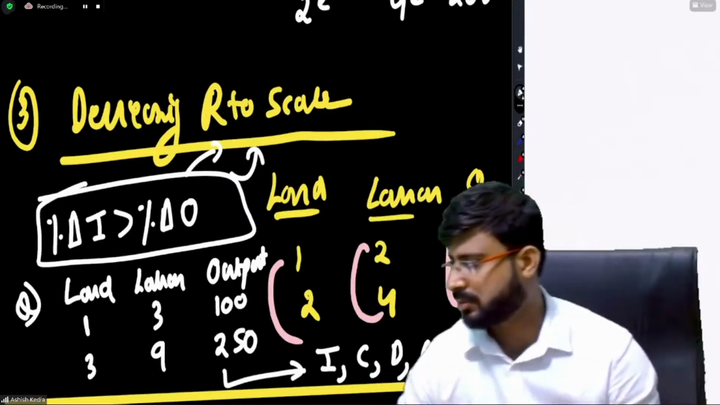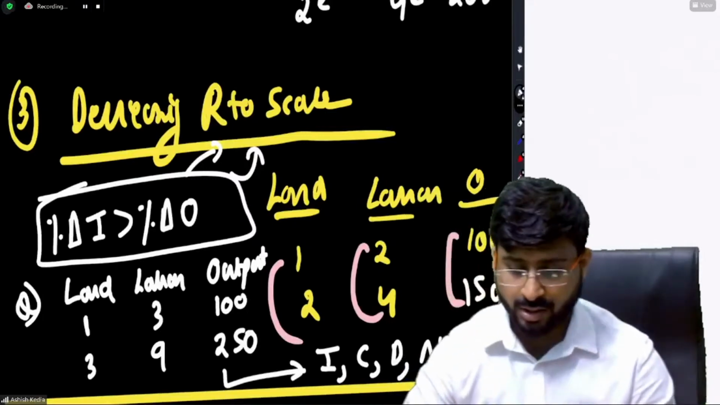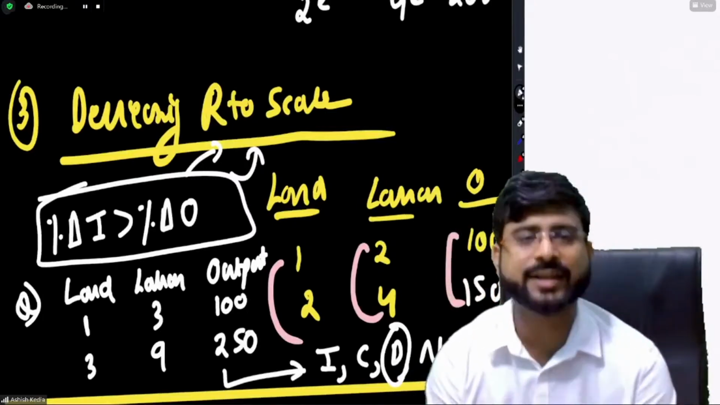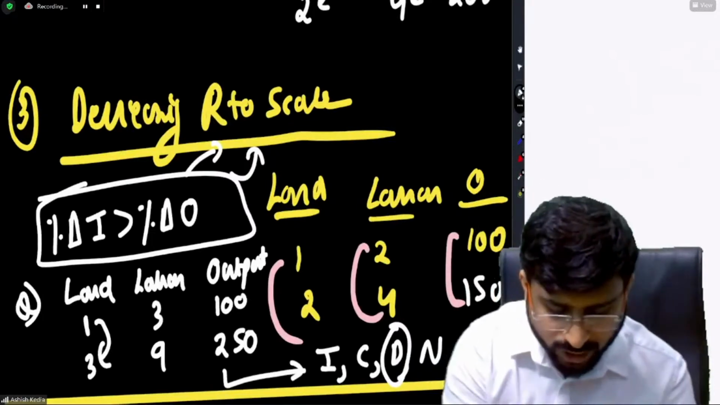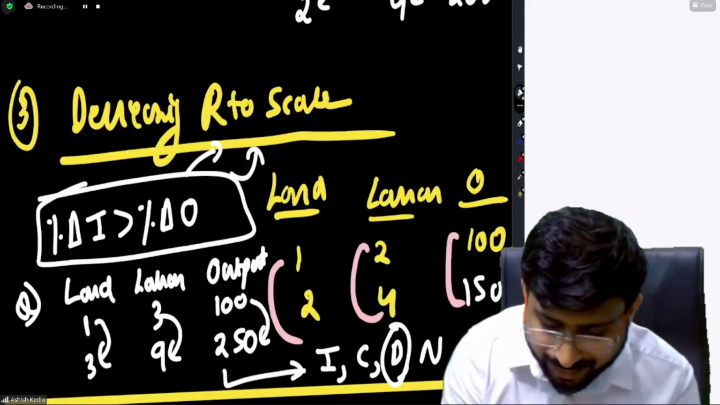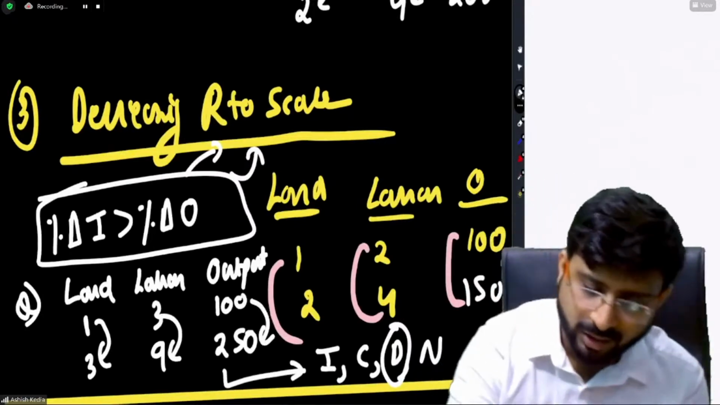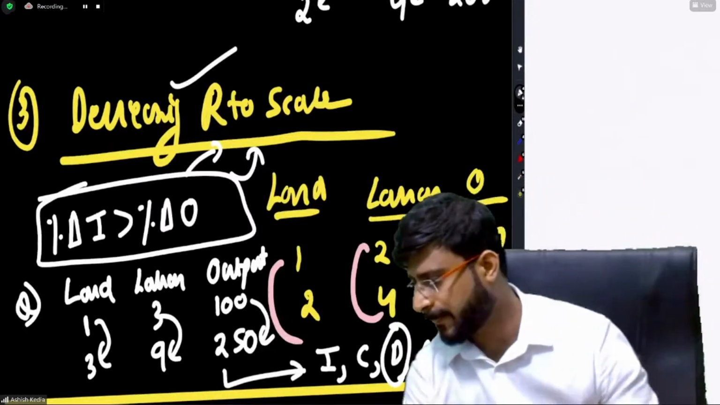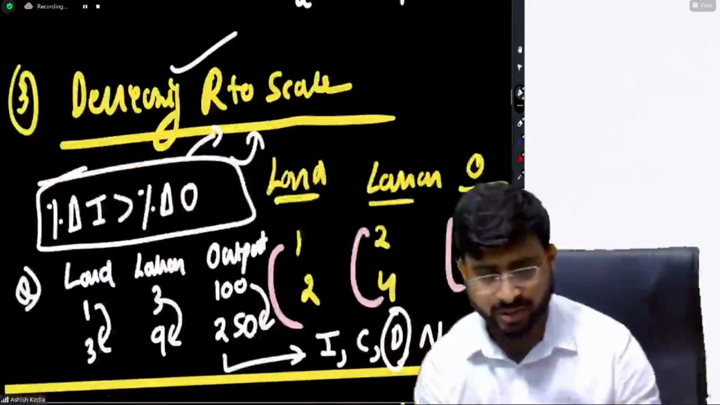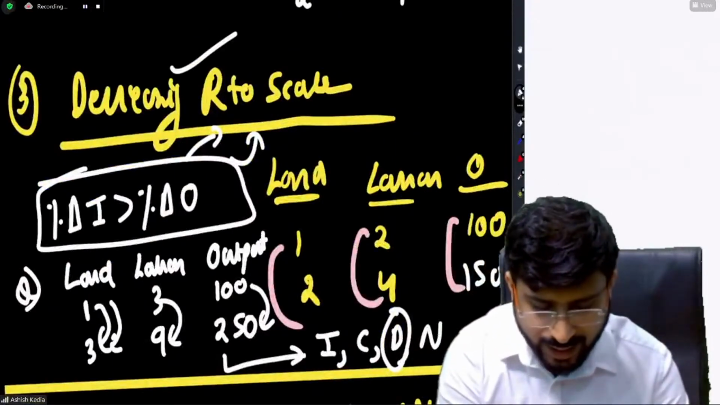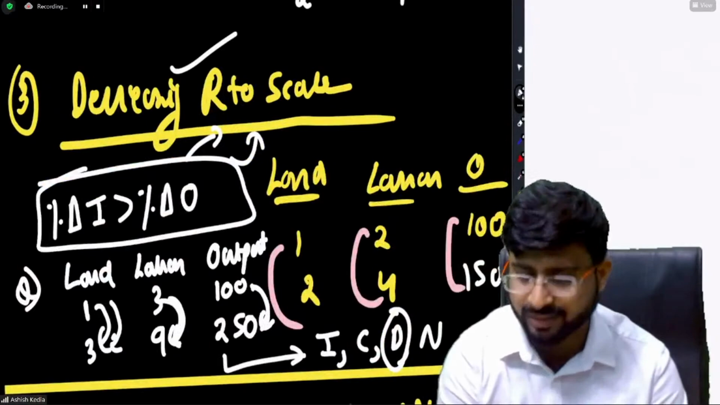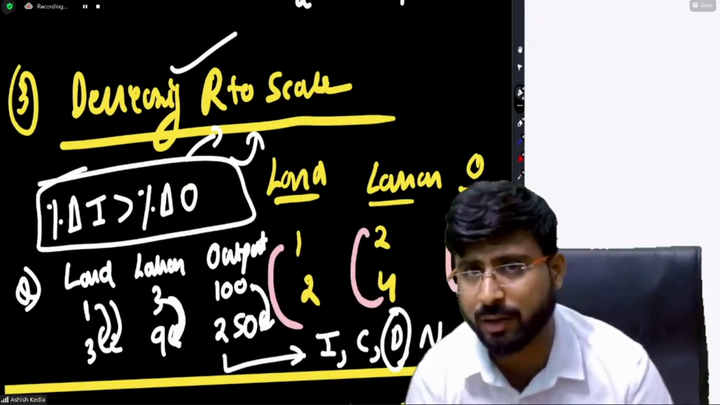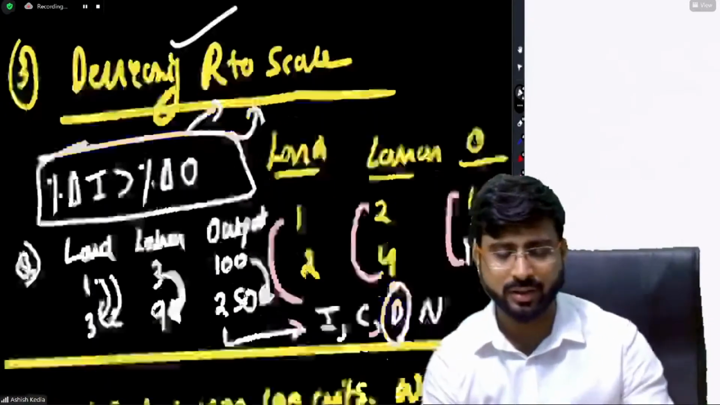Very good. It's decreasing returns, correct? Because see, input has tripled, but output has less than tripled. That is a case of decreasing returns to scale. Very good, very well said, everyone. Because see, land has tripled, but output has less than tripled. So therefore, decreasing returns to scale.